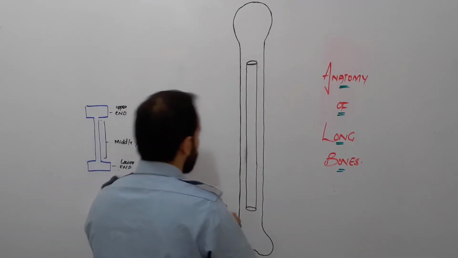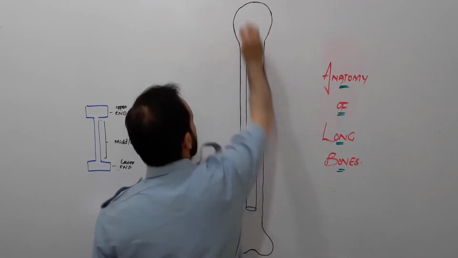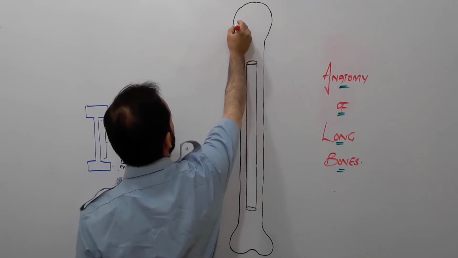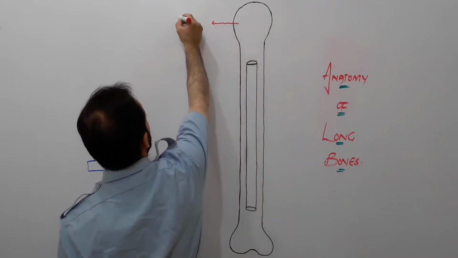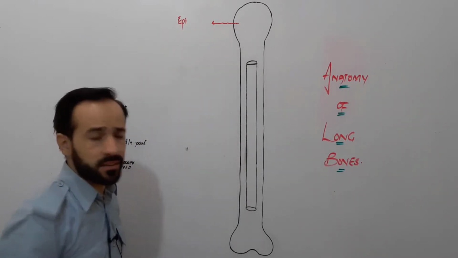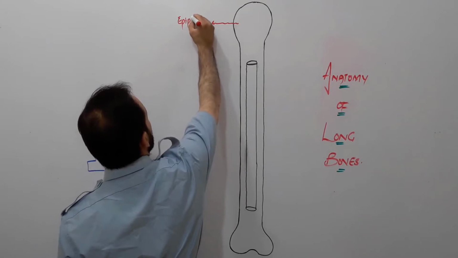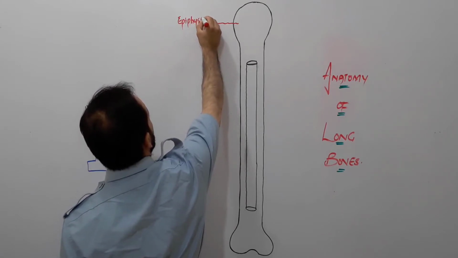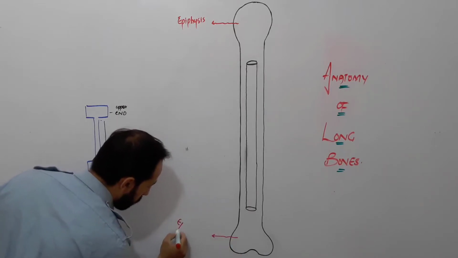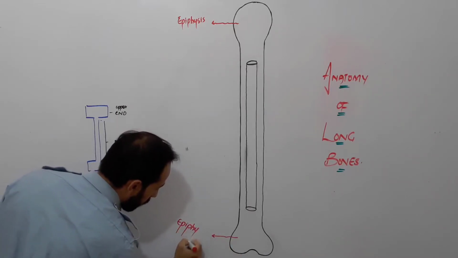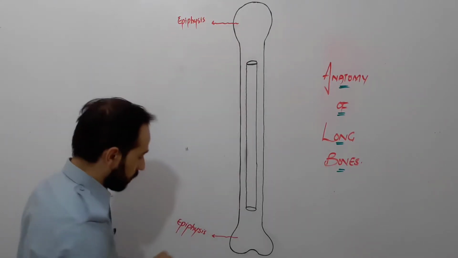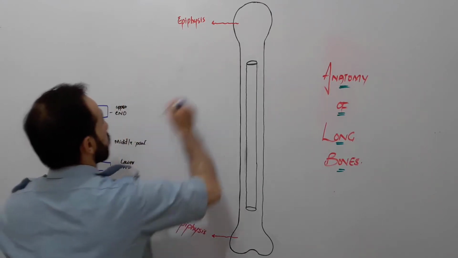So we say that these ends, right, are called the epiphysis, right? So what is this? This part is called epi. Epi means above, and what does physis mean? I will clear. So this is epiphysis, right? And this part is also called epiphysis, right? So this epiphysis is upper and this epiphysis is lower.